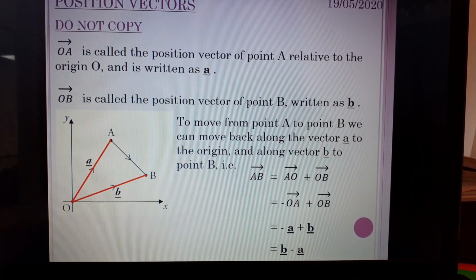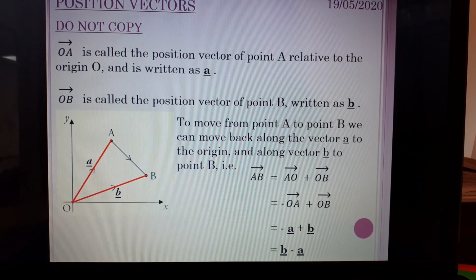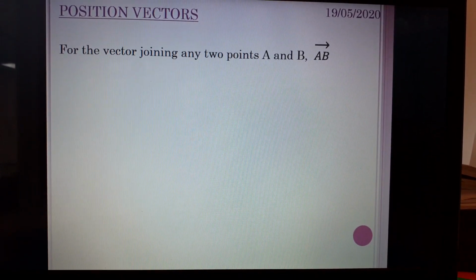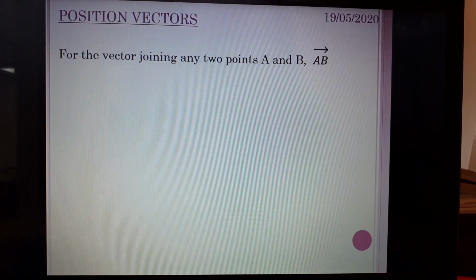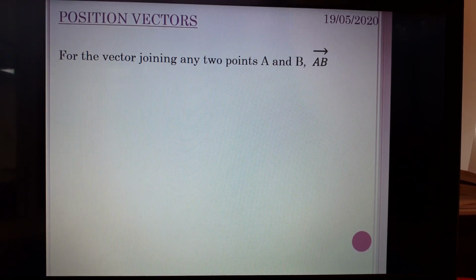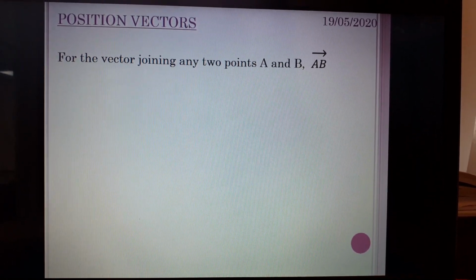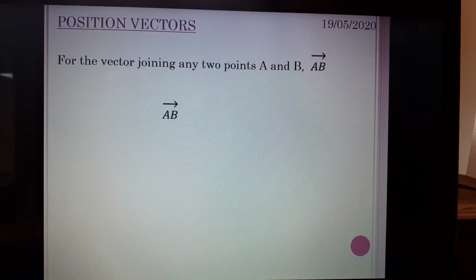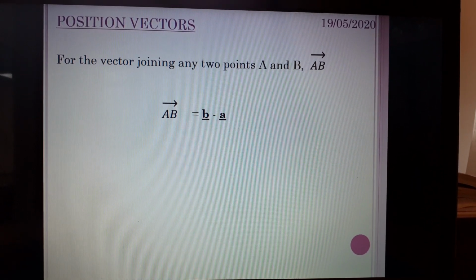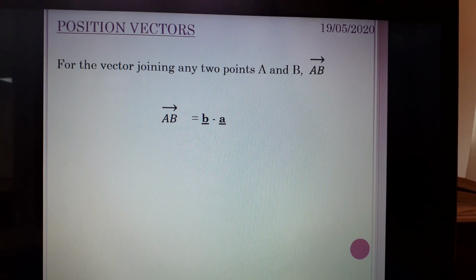Now doing it in a practical sense is actually very simple to do. So let's look at an example. For the vector joining any 2 points, any 2 coordinates A and B, the vector that we would create from point A to point B would be called AB. It's simply worked out by looking at the position vectors B and A and doing B minus A.